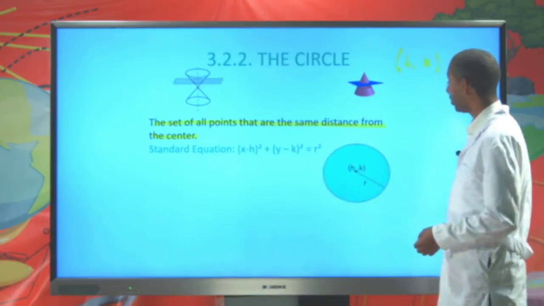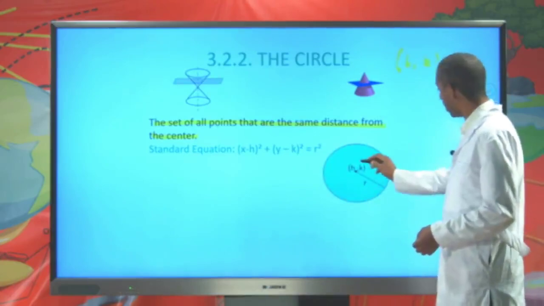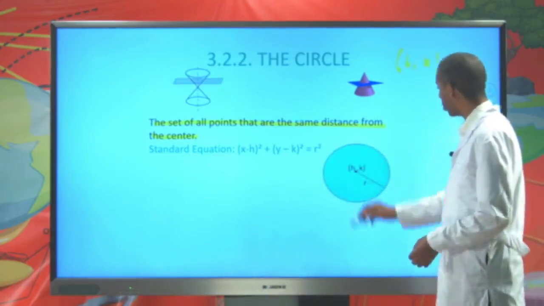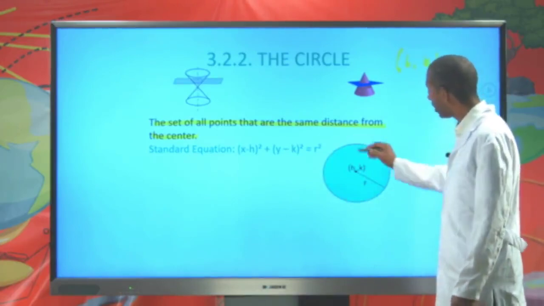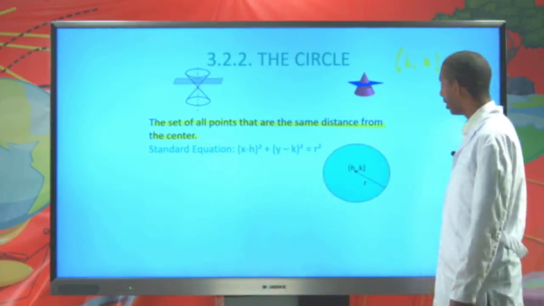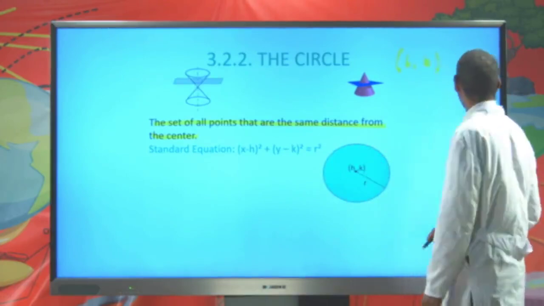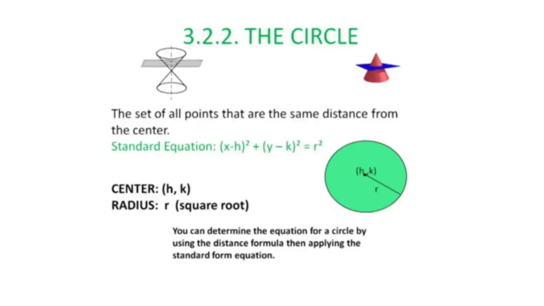So if you observe, this is a circle. This is a fixed point called the center of the circle. Every point is equidistant from the center. And this length is the radius of the circle. So the center is (h, k) and the radius is r.